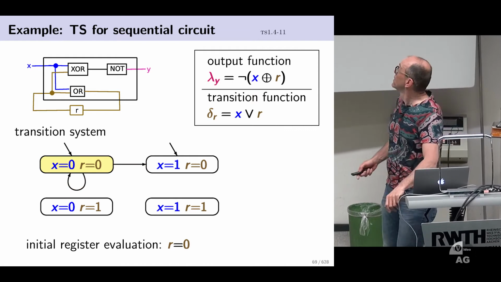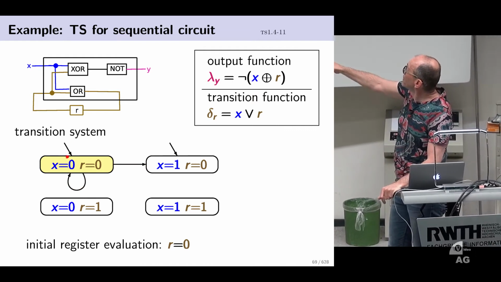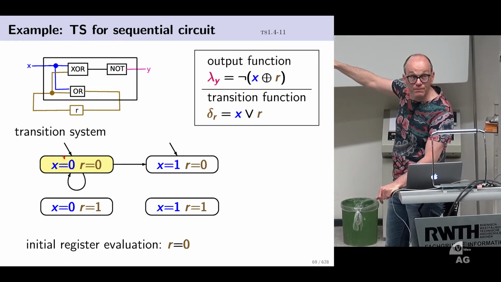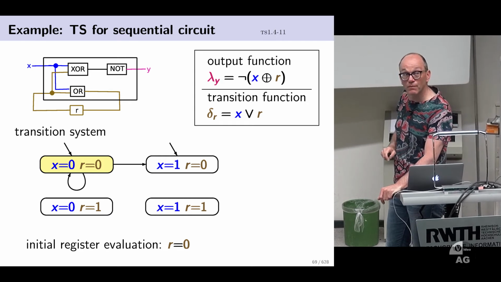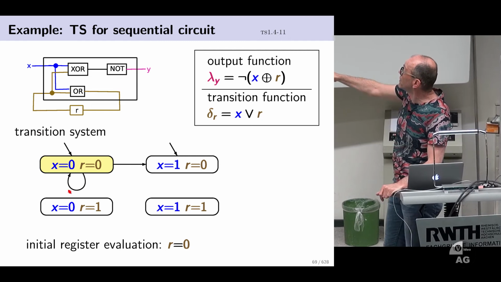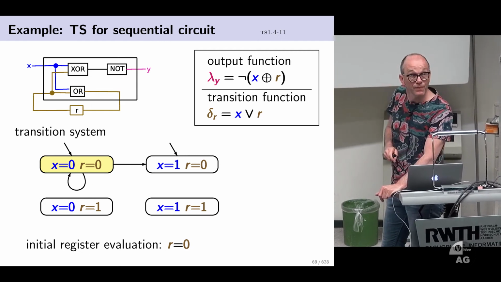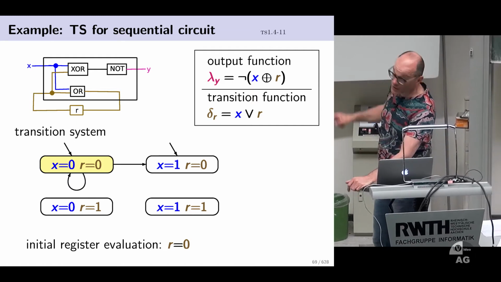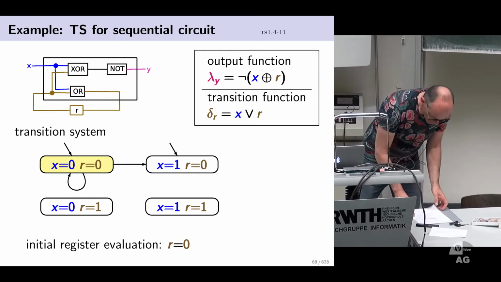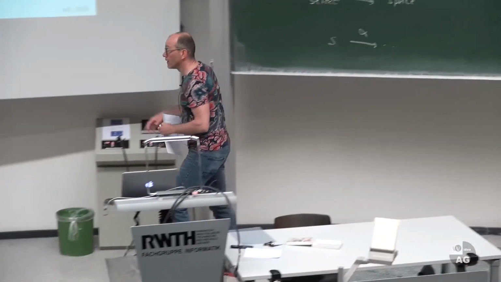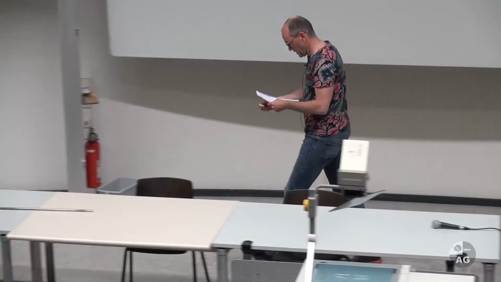Let's suppose that we are in this state, and suppose that the input bit changes from 0 to 0. So it stays at 0. What does that mean in terms of my transition system? I stay in this state. Good. Why is this? Well, actually, maybe I should write this down. So how is the transition relation formally defined? I can use the board over here.